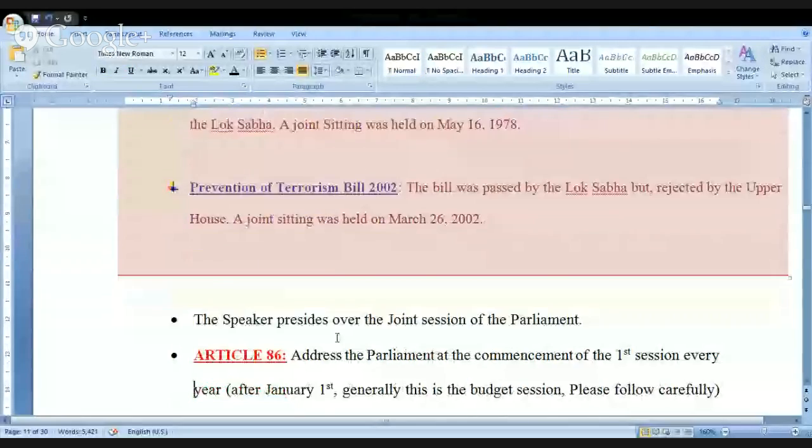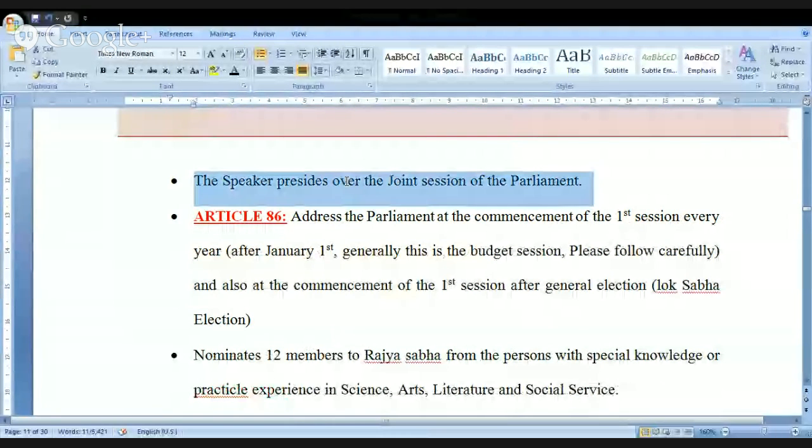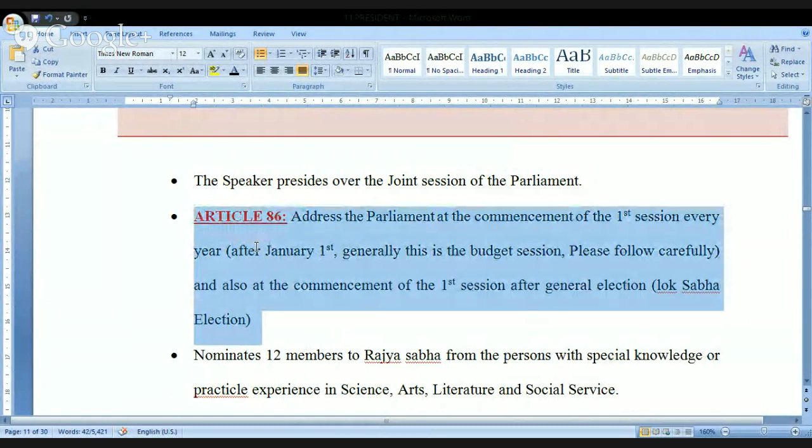Now, let me go ahead and I will continue the discussion. Look at this. The speaker presides over the joint session of the parliament. Now, look at this. Another article I am talking to you about regarding the address of the president. Address in the sense regarding the speech of the president. So it is not just that there is a president of India who gives his consent and makes the bills into laws. But the president is also expected to come to the parliament and deliver a speech. That is nothing but addressing both the houses of the parliament.